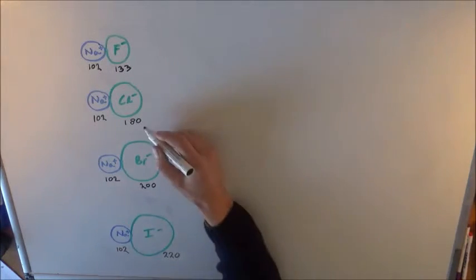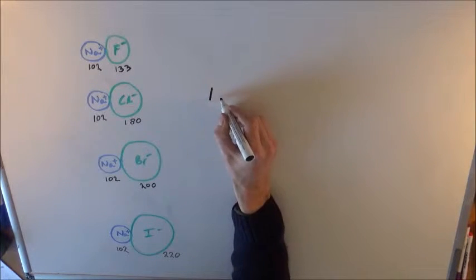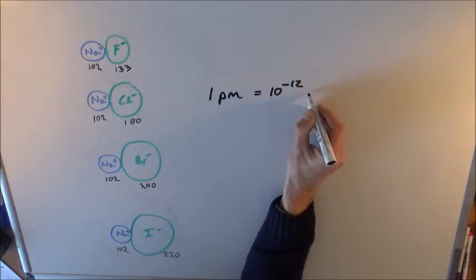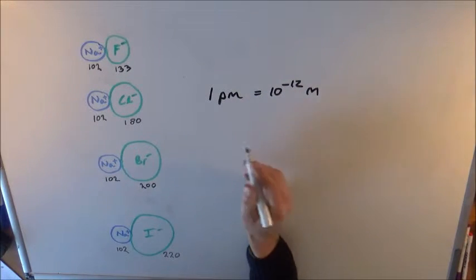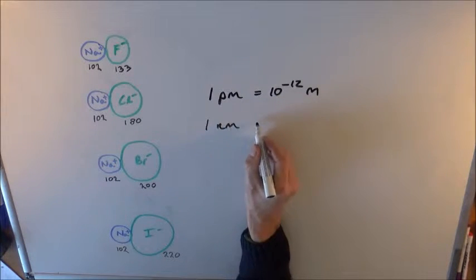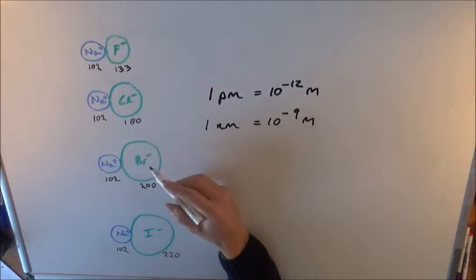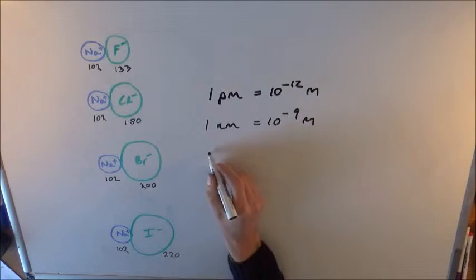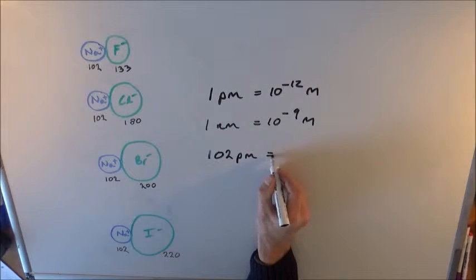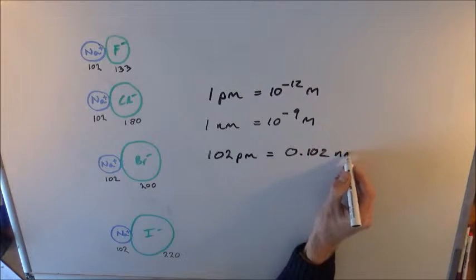Now these numbers are the ionic radii in picometers. One picometer equals 10 to the minus 12 meters, and you're probably more familiar with nanometers, where 1 nanometer equals 10 to the minus 9 meters. So for the sodium ion, for example, I've got down that it's 102 picometers. That's the same as 0.102 nanometers.